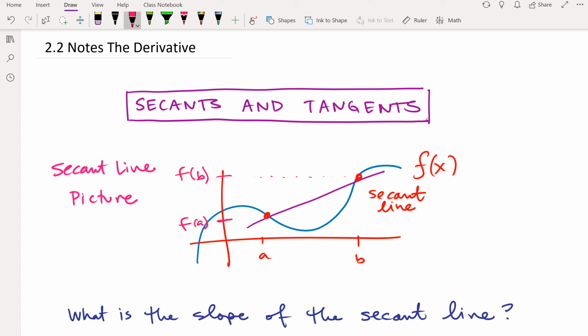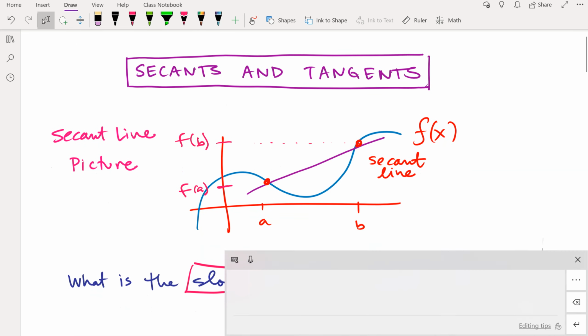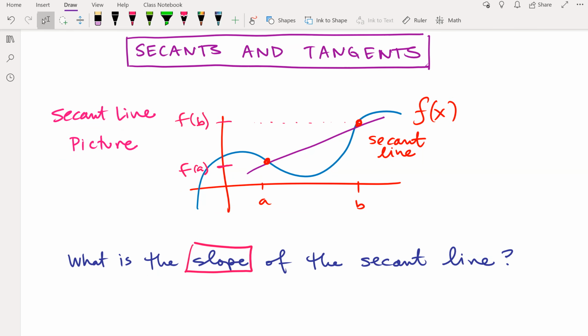And then I want you to answer this question. What is the slope of the secant line? What do we call the slope of the secant line? This is what we wrote notes on yesterday. What is the slope of the secant line? All right, the slope of the secant line in calculus is the average rate of change. Average rate of change.